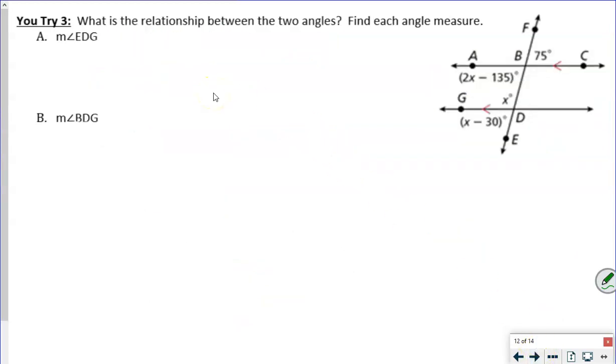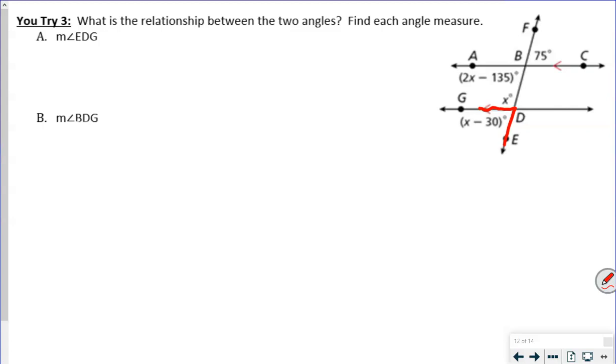So here's our you tried. I'd like you guys to do this and then come back to me when you're done, okay? All right, so where is EDG? So EDG is right there. So what do we have that would have the same measure as EDG?